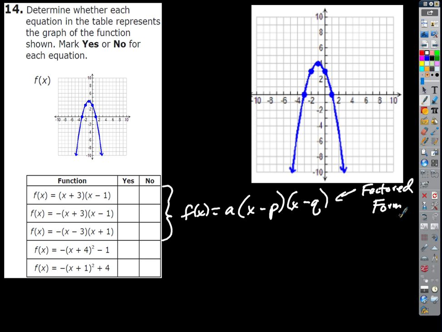Because it's factored, right? Yes, sir. Okay, so it's factored form. The other thing we sometimes call it is intercepts form, because it shows us the intercepts.